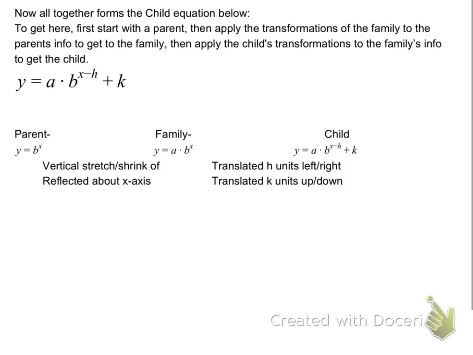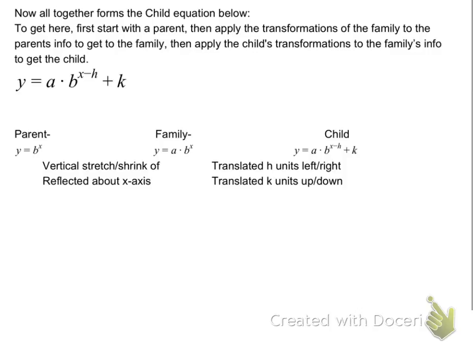Now, this is what it all comes down to. This is where we have to put the A, H, and K all together. And this is what I was talking about the other day. I was saying, when you look at children, they kind of look like their parents and they kind of look like their family, right? It's because they're a mix of all of it. So this equation of y equals a times b to the x minus h plus k is what I will call the child.